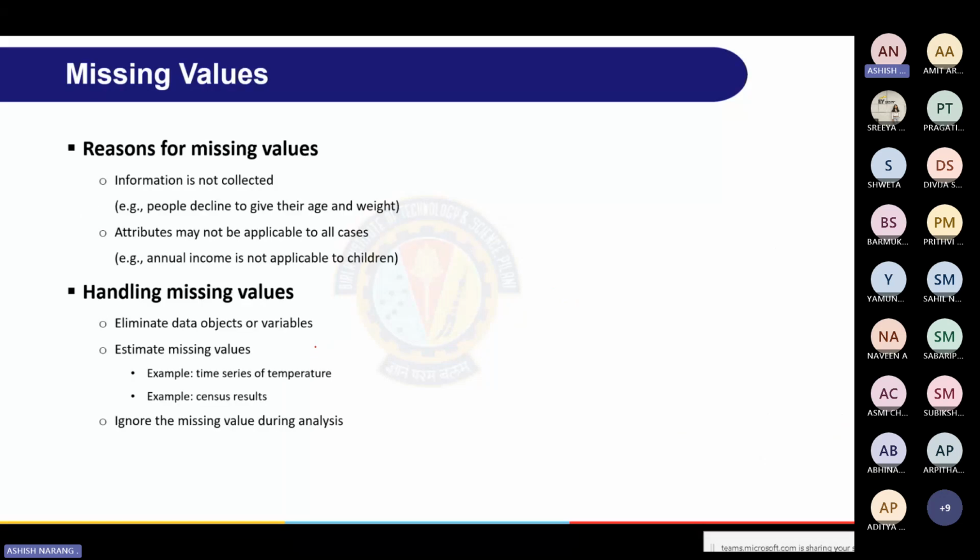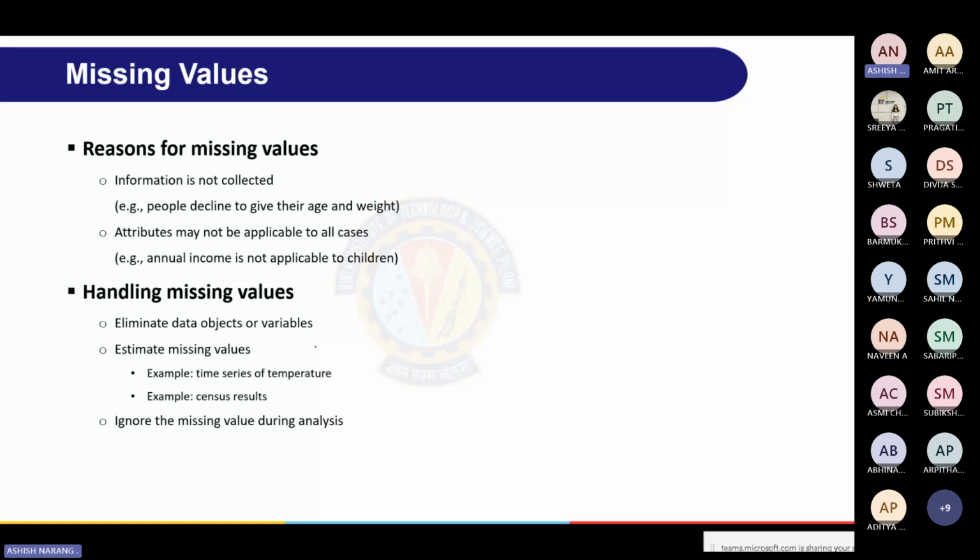Missing values. We have talked about it. There could be multiple reasons for missing values. People do not share the information, right? Attributes may not be applicable to all the cases. So in that case, we'll end up having missing values. So how to handle those missing values?